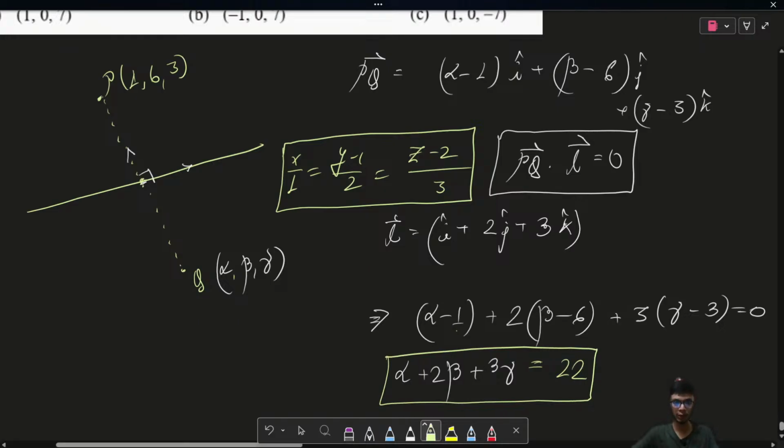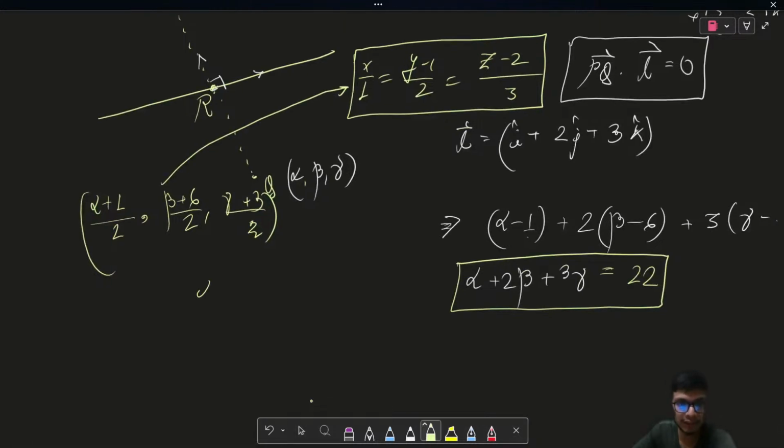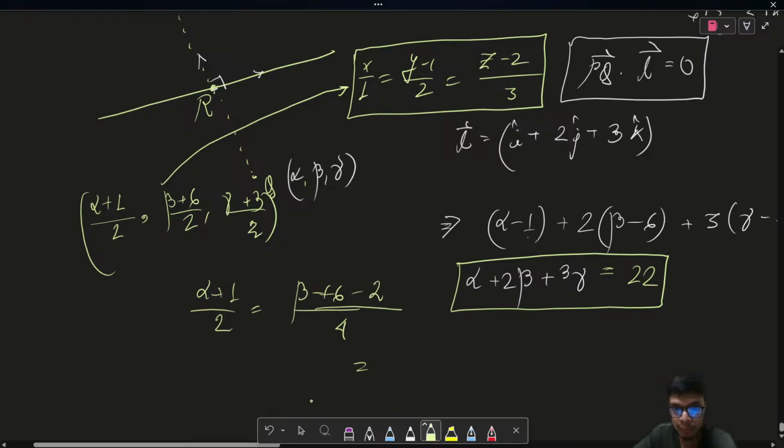Now another set of equations would be obtained by just finding out the midpoint. So the midpoint, let us say that is point R, that is (alpha plus 1) by 2, (beta plus 6) by 2 and (gamma plus 3) by 2. So this particular point will be satisfying this equation of straight line. So if I put that over here, (alpha plus 1) by 2 is equal to (beta plus 6 minus 2) by 4 should be equal to (gamma plus 3 minus 6) divided by 6.